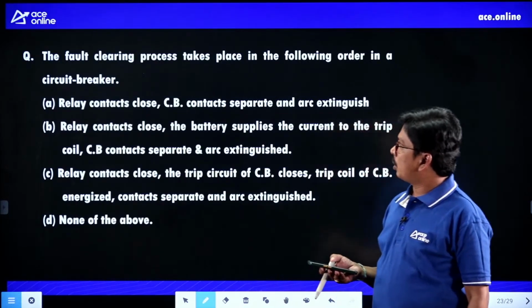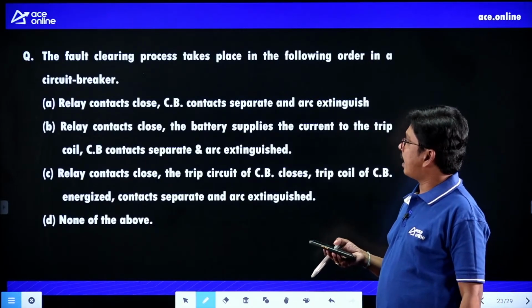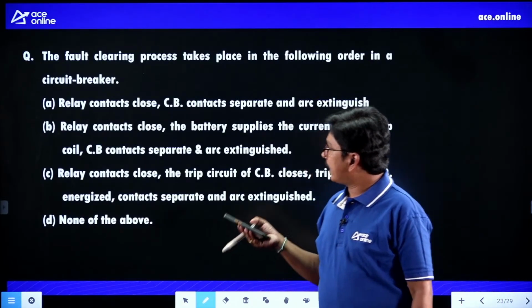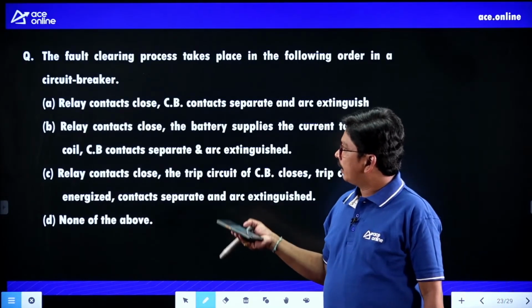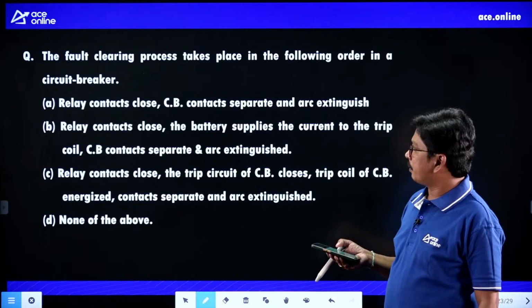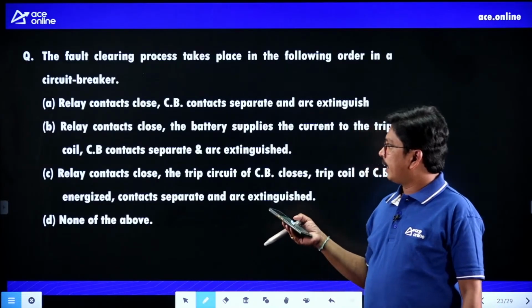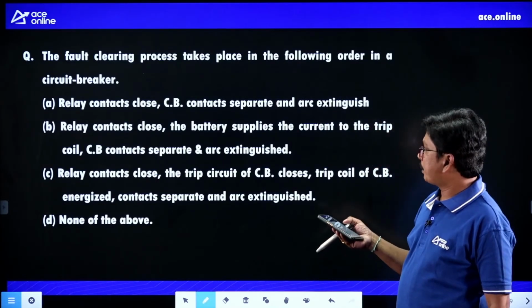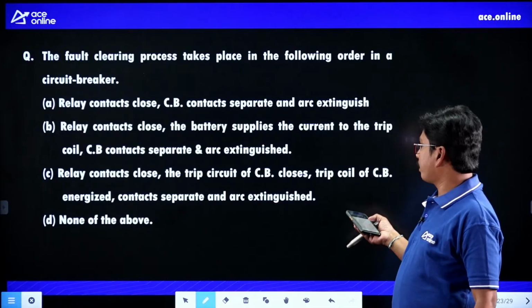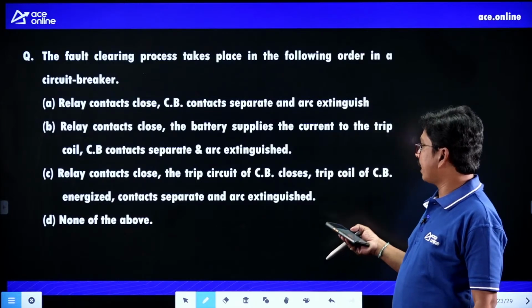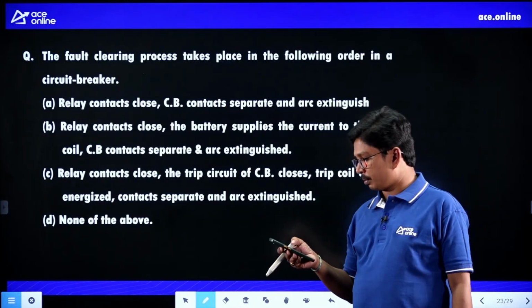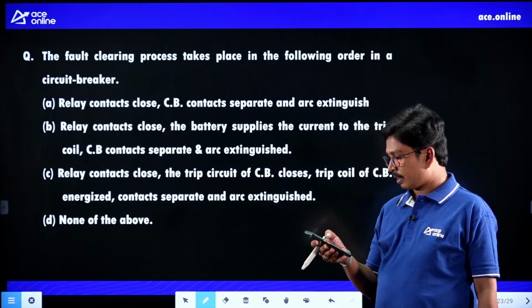Option A: relay contacts close, CB contacts separate and arc extinguishes. Option B: relay contacts close, the battery supplies the current to the trip coil, CB contacts separate and arc extinguished. Option C: relay contacts close, the trip circuit of circuit breaker closes, the trip coil of circuit breaker will be energized, contacts will separate and arc will be extinguished. None of the above. So please note.